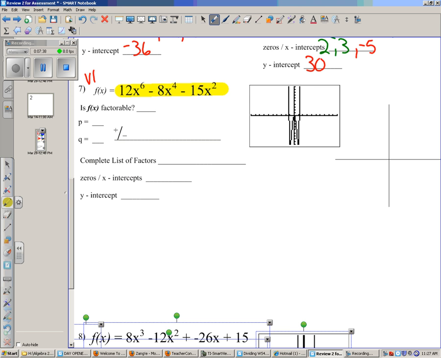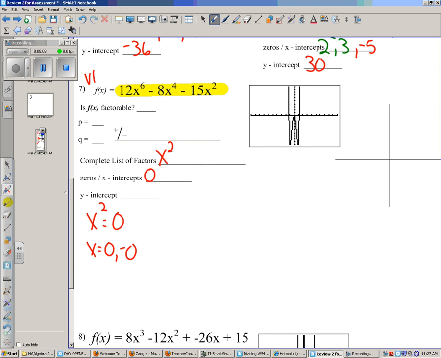So when I look, what can I take out of all 3 terms? I can take out an x squared. So that x squared is coming into the list of factors. Now, when I set x squared equal to 0, what's going to make that worth 0? It's 0. But remember, square roots have a positive and negative answer. And again, I know that 0 doesn't have a positive and a negative answer, but you need them listed twice, because since they're listed twice, that means it's going to bounce off of 0.